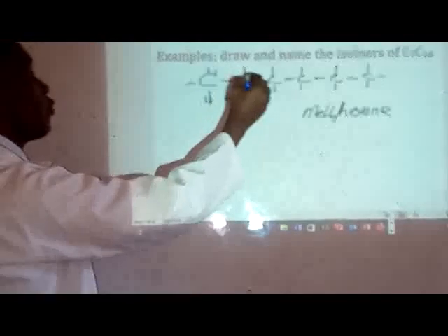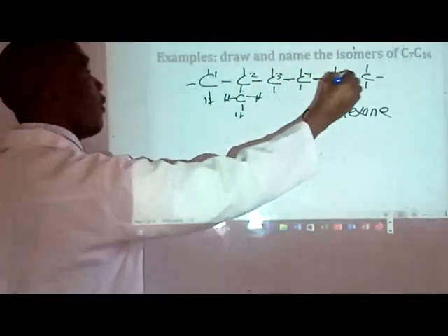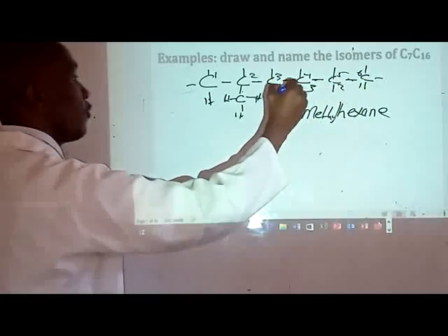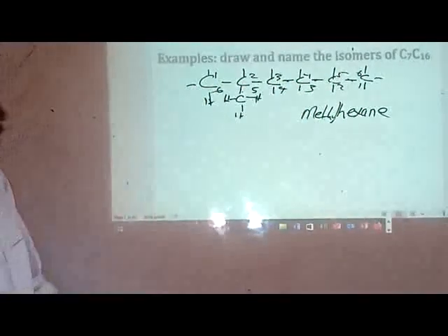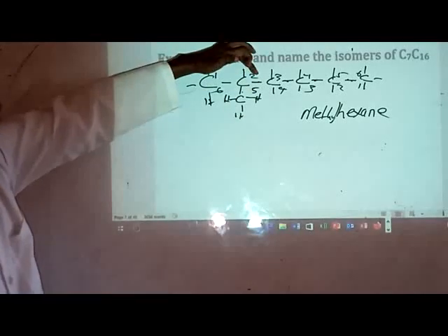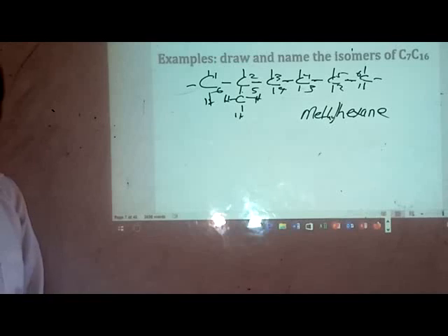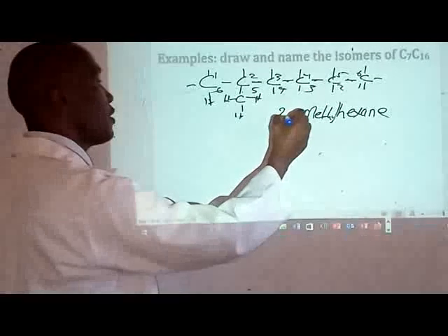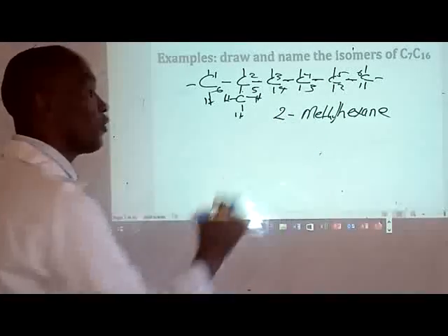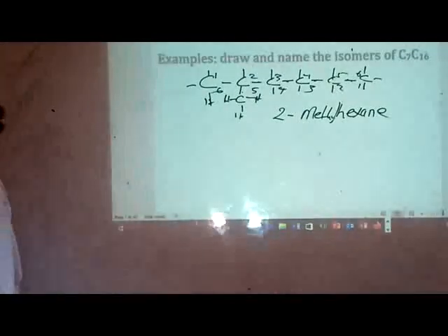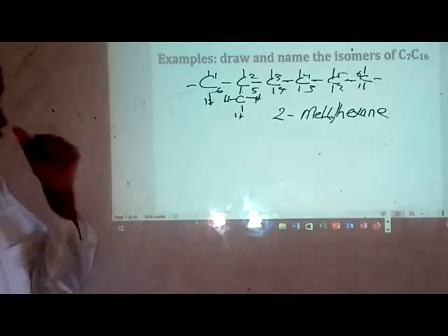How do I show that? 1, 2, 3, 4, 5, 6. So this branch is either on carbon number 2 or carbon number 5. Which one do I choose? The rule is you use the lower possible number, and the lower possible number is 2. You separate the 2 from the M using a hyphen.